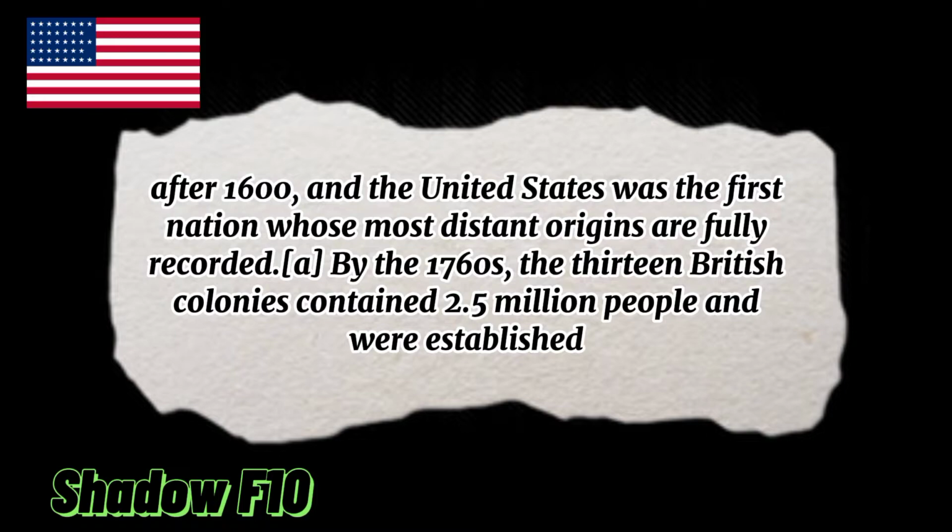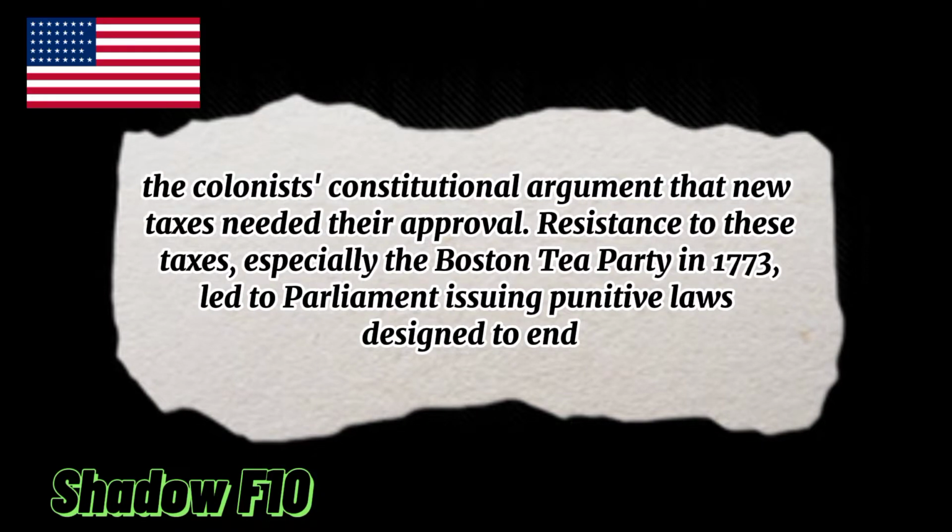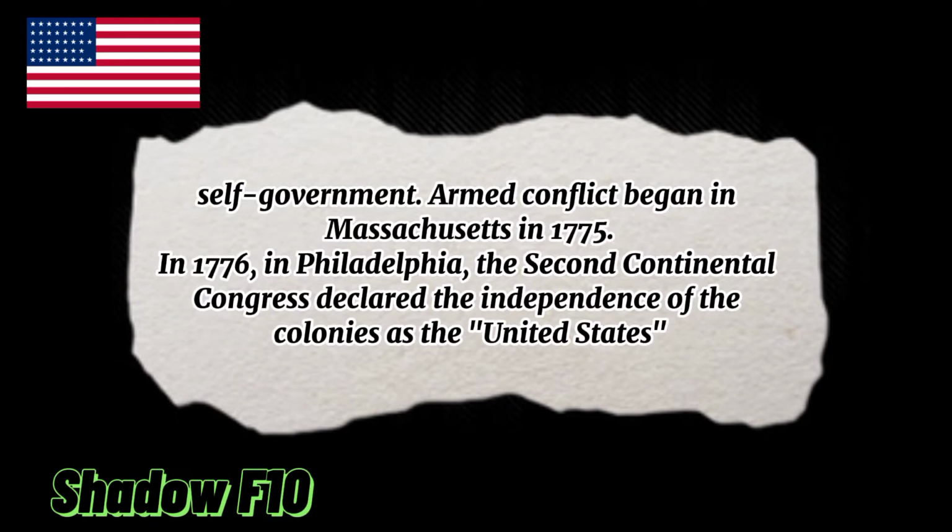recorded. By the 1760s, the 13 British colonies contained 2.5 million people and were established along the Atlantic coast east of the Appalachian Mountains. After defeating France, the British government imposed a series of taxes, including the Stamp Act of 1765, rejecting the colonists' constitutional argument that new taxes needed their approval. Resistance to these taxes, especially the Boston Tea Party in 1773, led to Parliament issuing punitive laws designed to end self-government. Armed conflict began in Massachusetts in 1775.